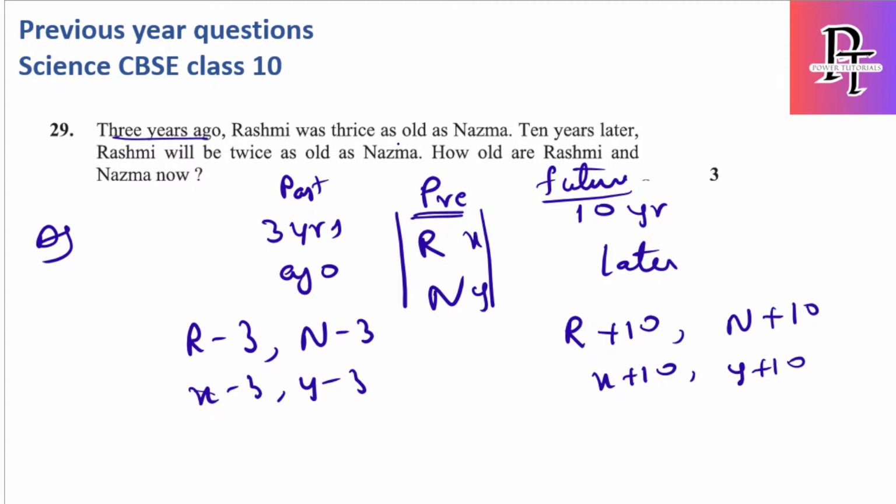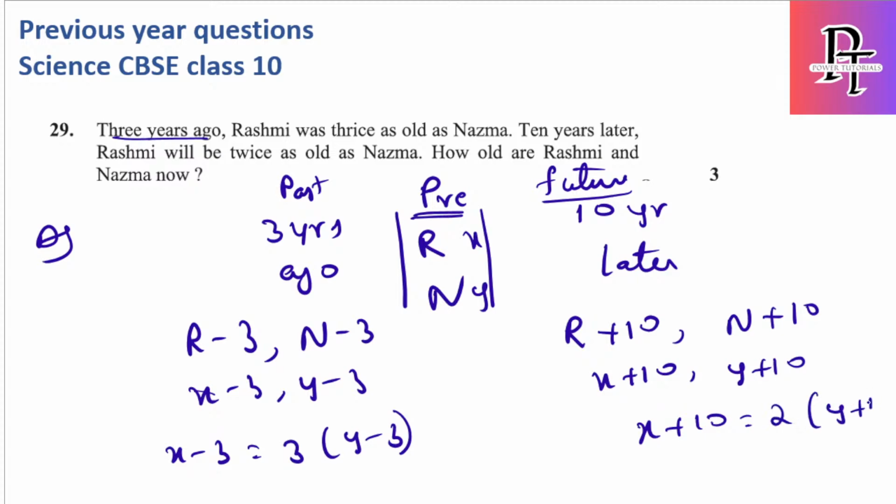Okay, so what is the condition? 3 years ago Rashmi was thrice as old as Nazma. So x minus 3 is equal to thrice of Nazma's. What about in the next scenario? Rashmi will be twice as old as Nazma. So x plus 10 is twice of y plus 10. So this is the main important step for this question. If you are able to write this equation, then most of the part is done.